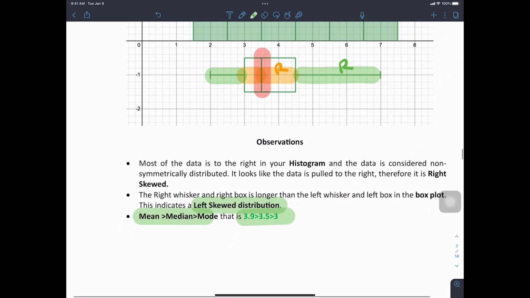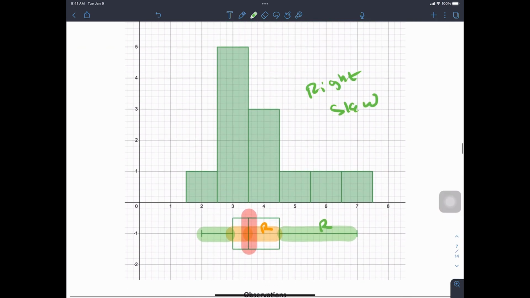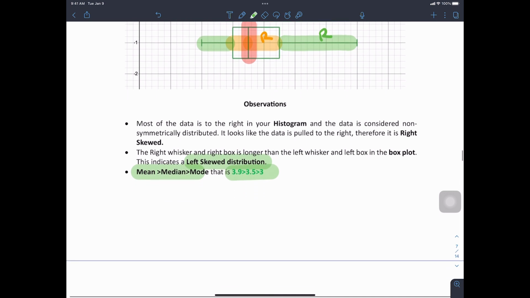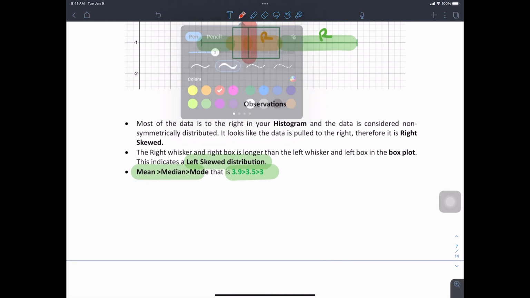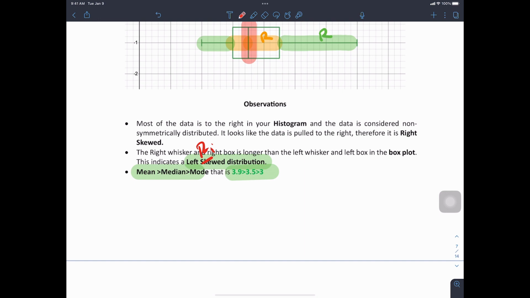And so, oh, I think I have a typo here. You guys see the typo? Right, something's wrong. It should say right skew. I've got to fix that when I get home. Typo. Good job.